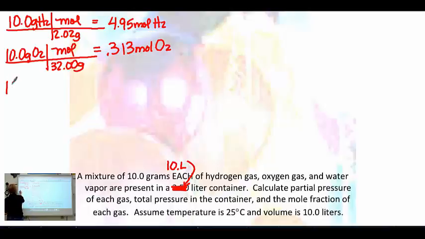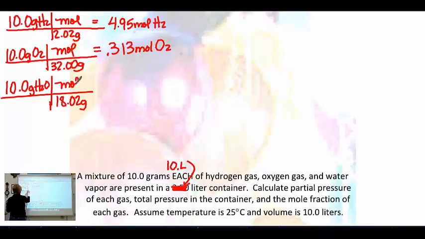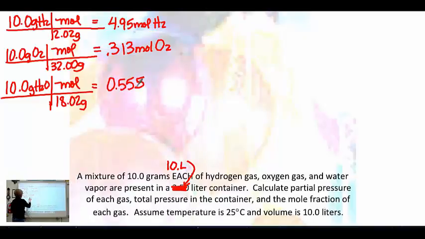And then for the water, the molar mass is between the two, so I'm sure the moles will be between the two. It's 18.02 grams per mole. So my moles of water vapor are 0.555. If you wanted to add that up, you would have 5.818 moles total, if you wanted to get the mole fraction using the moles over the total moles.